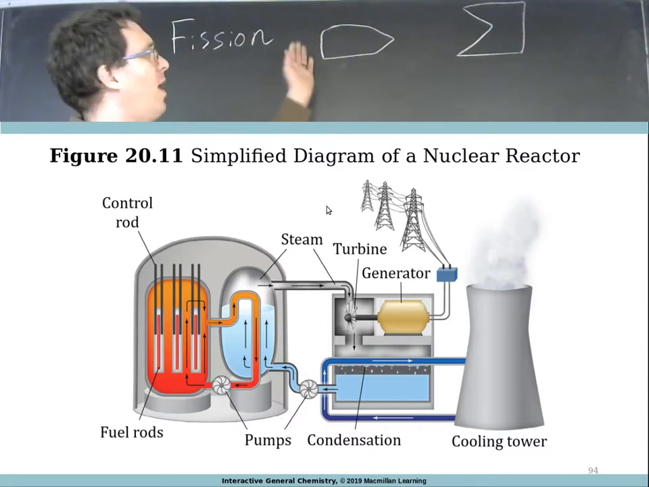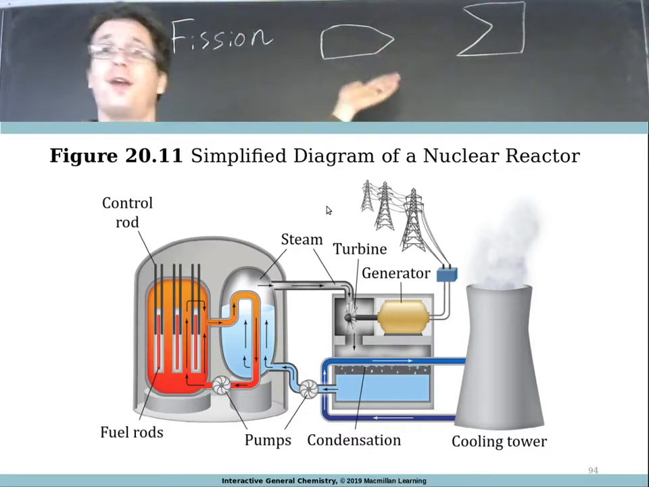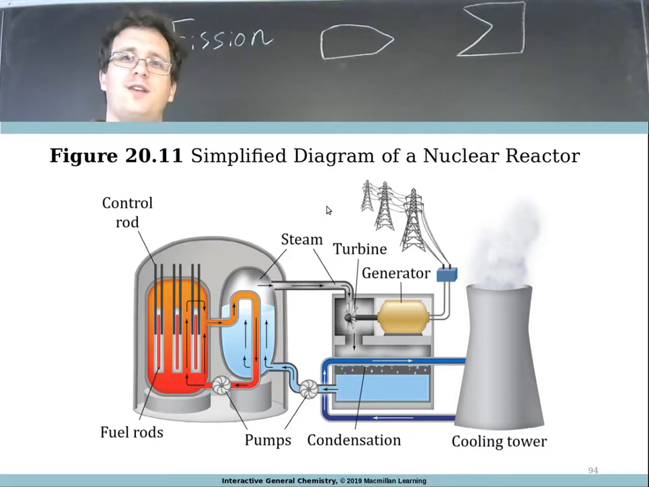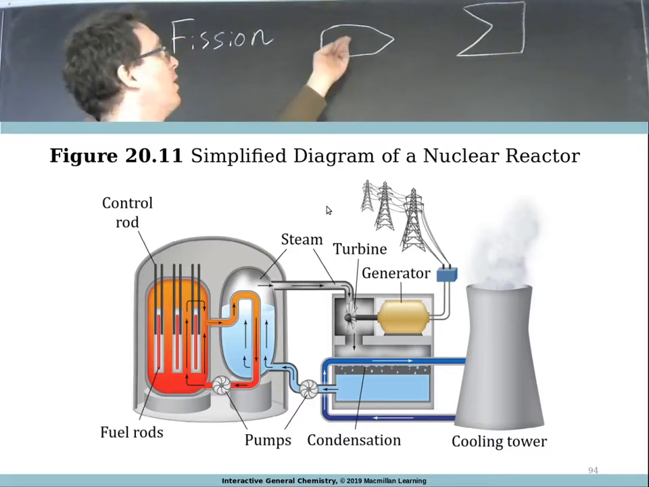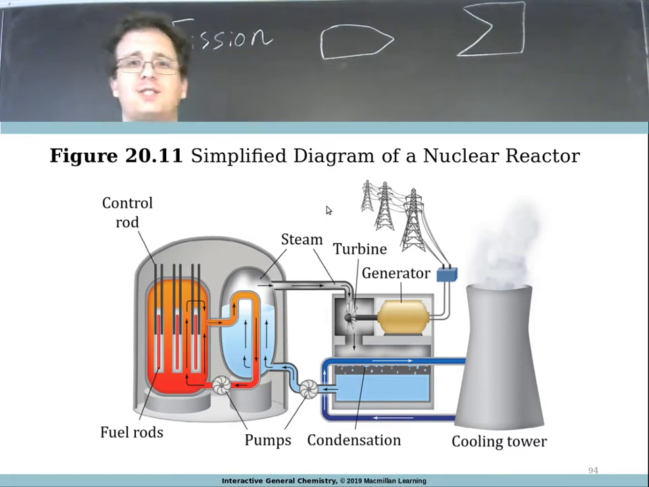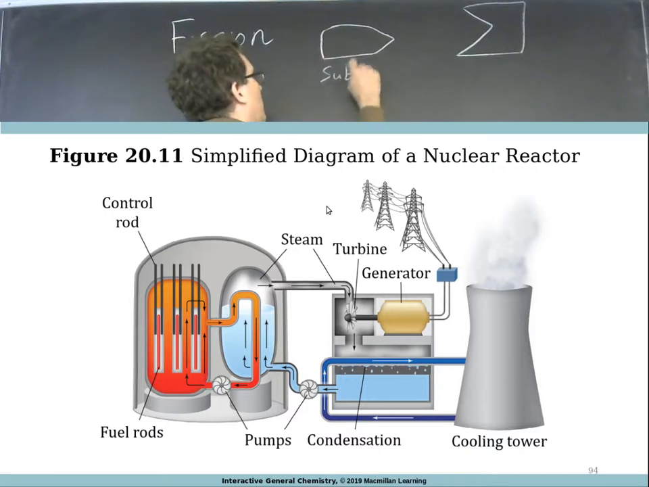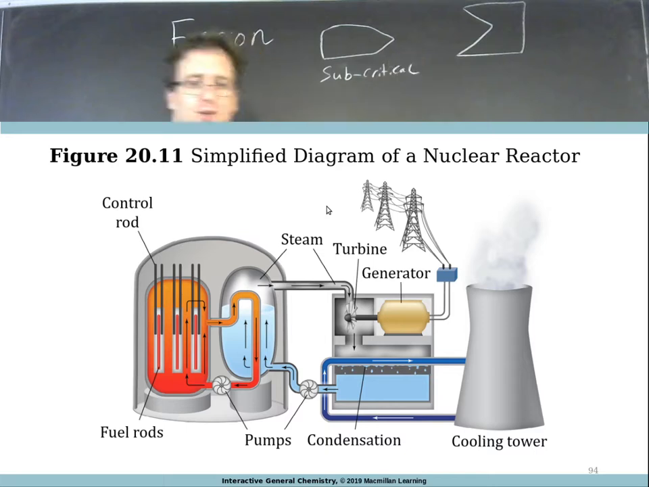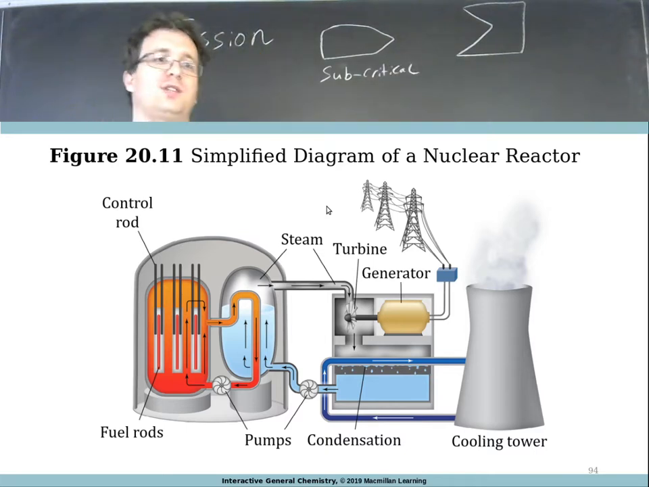And both of these on their own are small enough that most of the neutrons generated through spontaneous fission will leave and not continue to propagate the reaction. So they're what we call subcritical. So this is subcritical. It's too small to actually begin to explode.